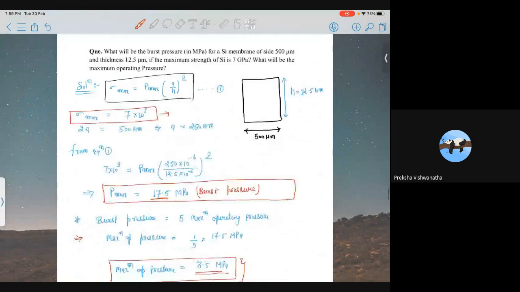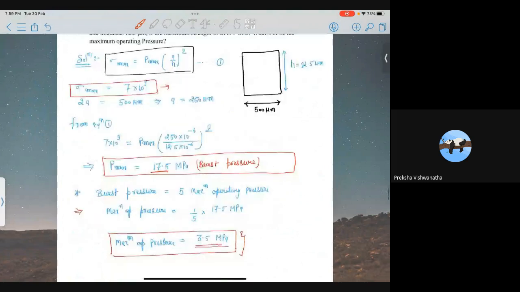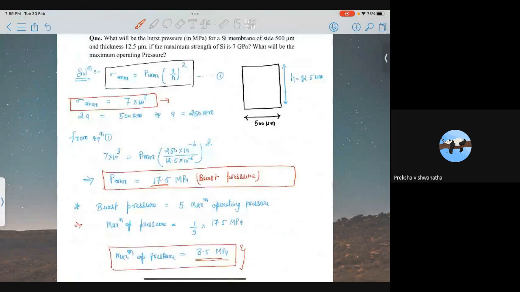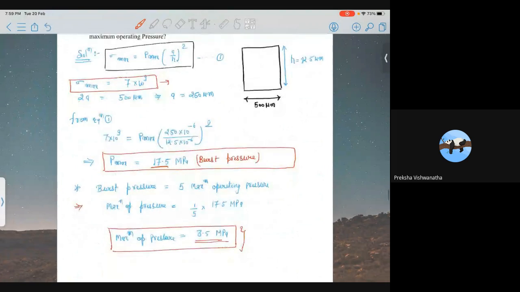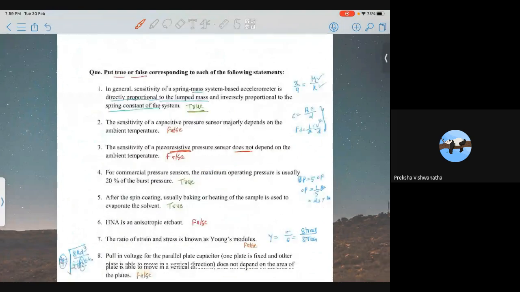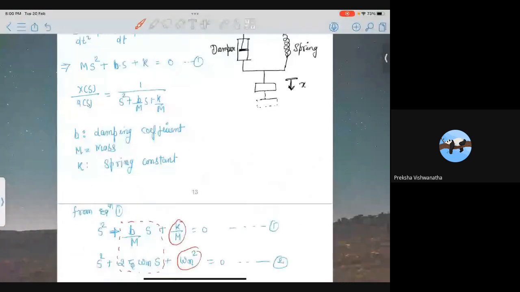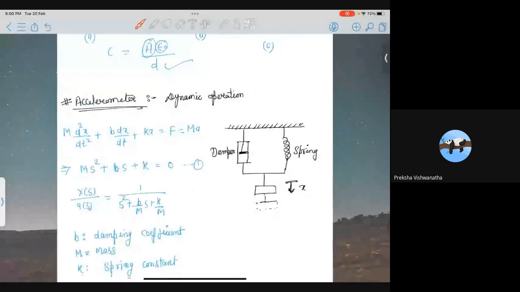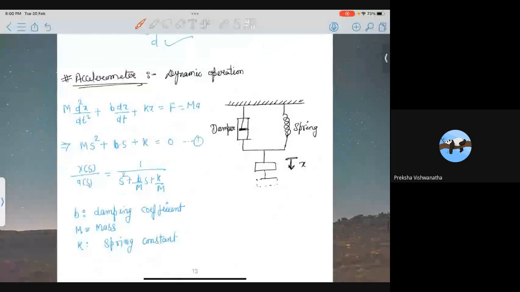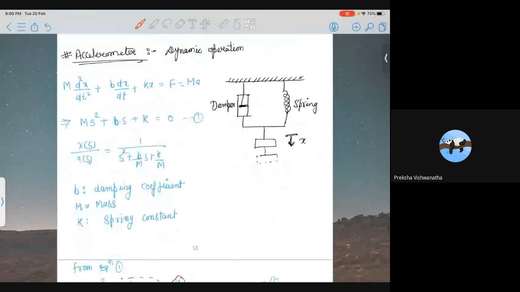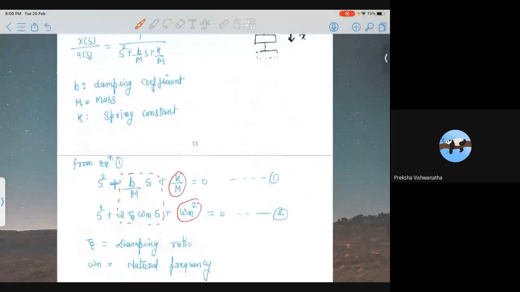Then we have calculated the burst pressure and the maximum operating pressure. Then we have solved some true false problems. And then in the last we have seen some problems for the accelerometer. So I'm stopping.